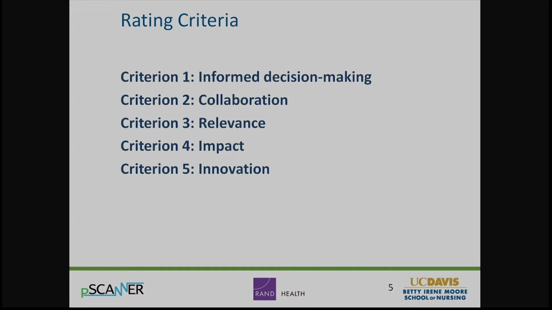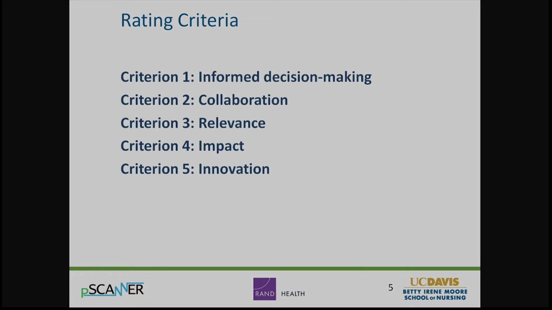The first was informed decision making. How helpful will successful completion of projects on this topic be in fostering more informed healthcare decision making by patients and their caregivers? The second criterion was collaboration. How helpful will successful completion of projects on this topic be in fostering collaboration among patients, caregivers, and clinicians for efforts to improve health? Next one was relevance. How relevant will projects on this topic be to a large proportion of caregivers? Impact was the next one. How effective will projects on this topic be, if implemented correctly, in achieving the aspirational goals? The last one: how creative or new will projects on this topic be in addressing the aspirational goal?